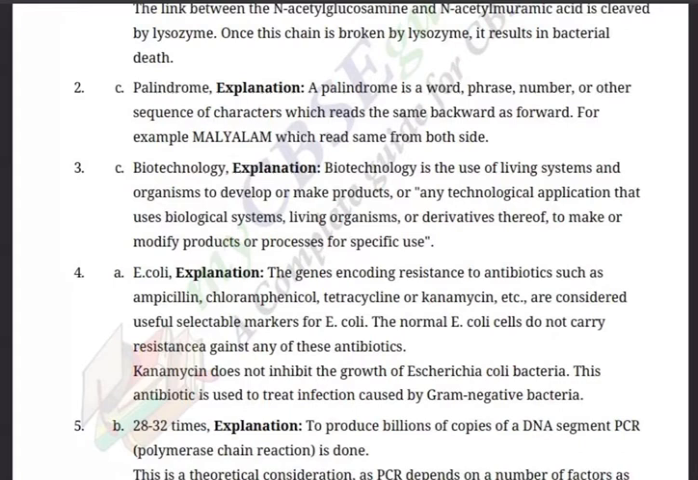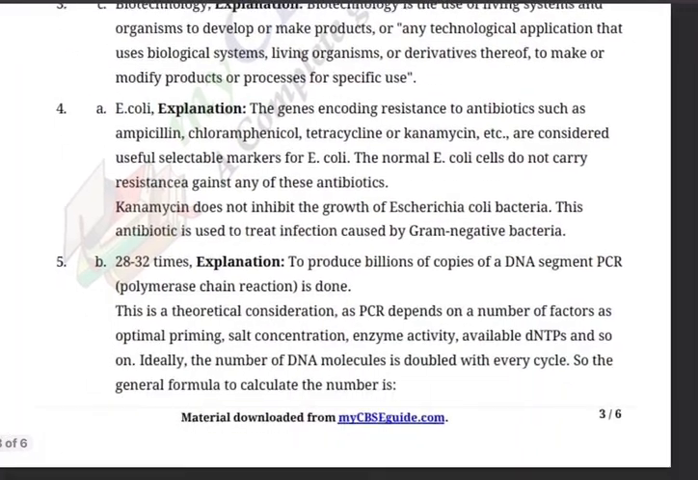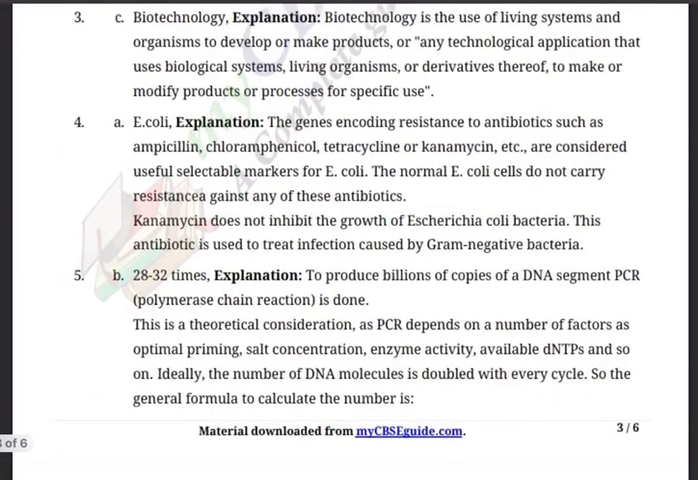The genes encoding resistance to antibiotics such as ampicillin, chloramphenicol, tetracycline and kanamycin are considered useful selectable markers for E. coli. The normal E. coli cells do not carry resistance against any of these antibiotics. Kanamycin does not inhibit the growth of E. coli bacteria. This antibiotic is used to treat infection caused by gram-negative bacteria.